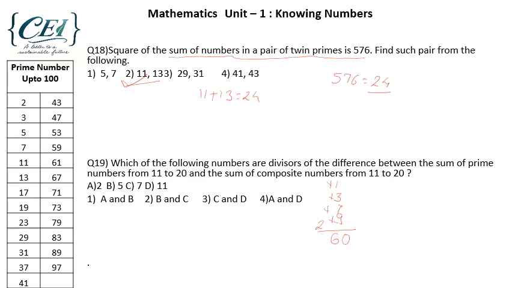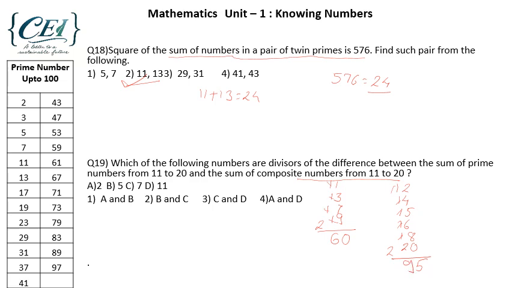Then the sum of the composite numbers from 11 to 20. Which are the composite numbers? 12, 13 is prime, so 14, 15, 16, 17 is a prime number. So the next number is 18, 19 is a prime number. So the last number is 20. What is the sum? 2 plus 4, 6, 6 plus 5, 11, 11 plus 6, 17, 17 plus 8, 25. Correct? 2 plus 2, 4, 5, 6, 7, 8, 9. Answer is 95. So what is the difference?